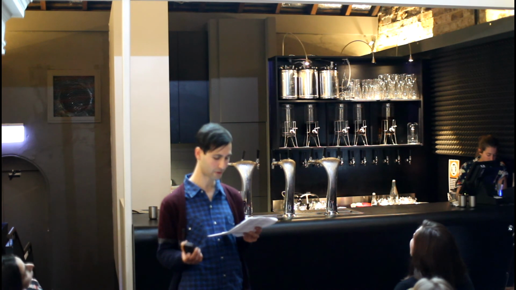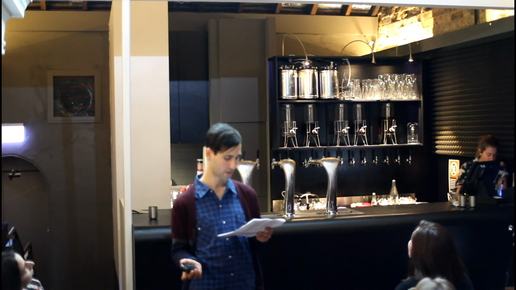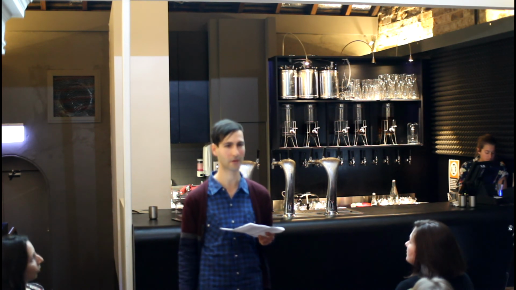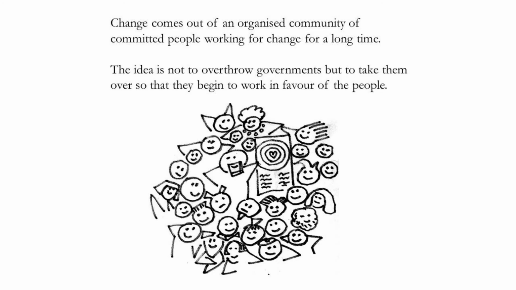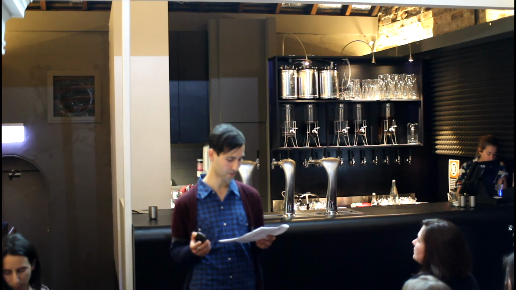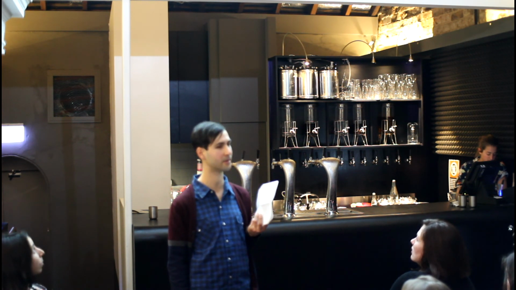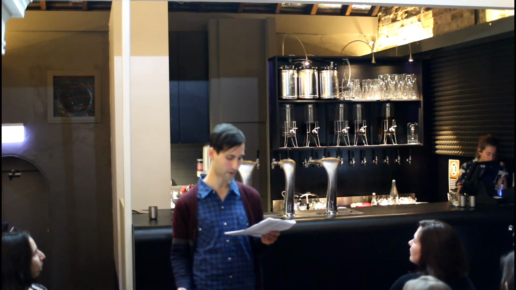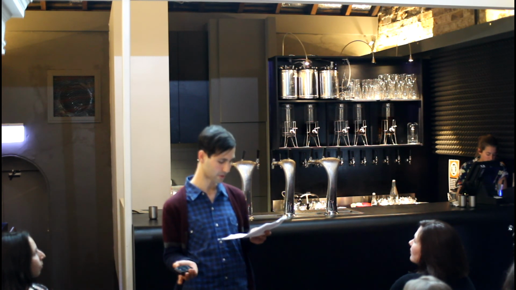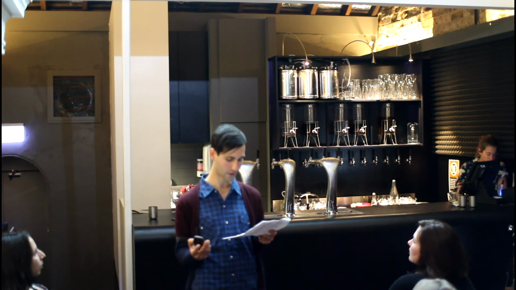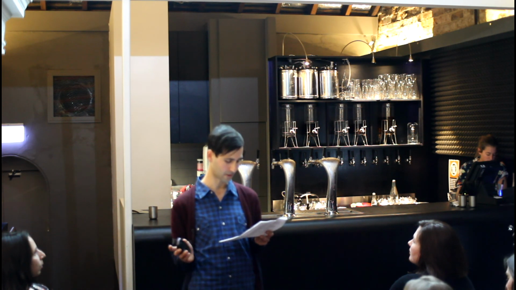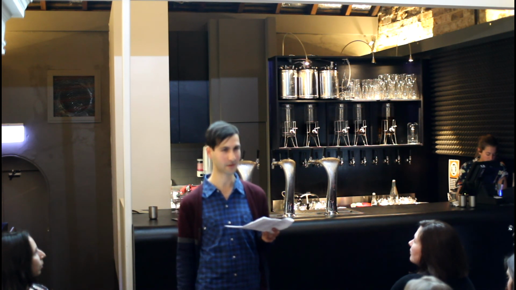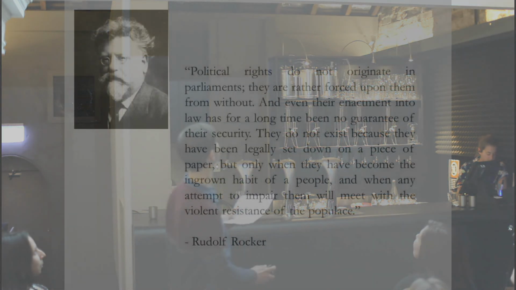Change comes out of the organized community of committed people working for change for a long time, and every person has the faculty to take control of their own society. And of course, the idea is not to overthrow governments and start again. The idea is to take them over and force them to work in favor of the people. In saying that, political and social change can't be decreed or organized from above. It's got to be developed by continuous mass actions. And in time, as each person does their part and does their best given their own circumstances, change will come, as the saying goes, like a thief in the night. And I'll just leave you with this quote, and thank you.